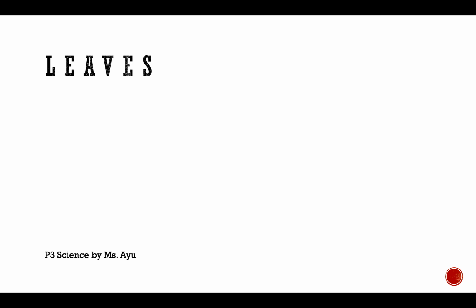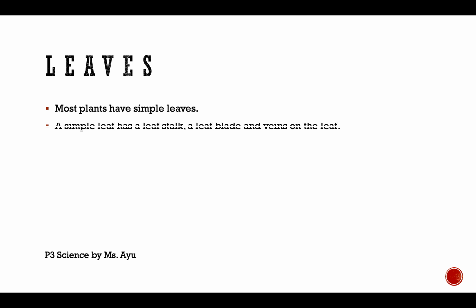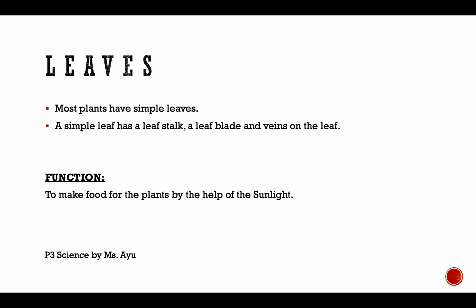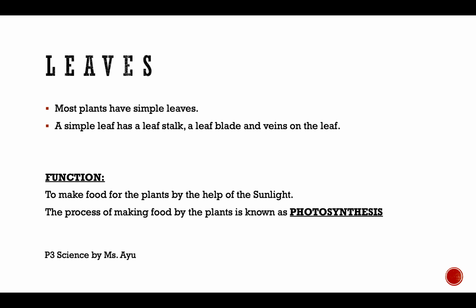The next is leaves. Most plants have simple leaves. A simple leaf has a leaf stalk, a leaf blade, and veins on the leaf. The function of leaves itself is to make food for the plants with the help of the sunlight. The process of making food by the plant is known as photosynthesis.